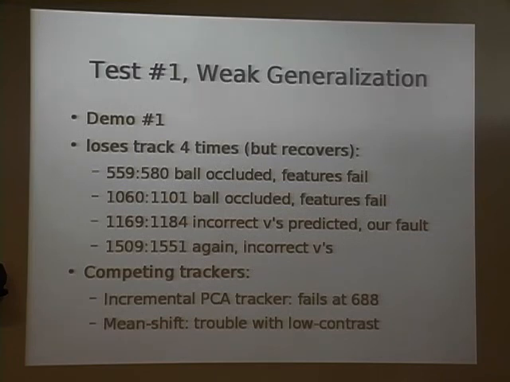We compared it with 2 other trackers. One is the previous work I did on an incremental learning PCA tracker, and it can track the sequence up to frame 688, after which it fails and can't recover. And then we also applied the mean shift algorithm, and it basically has no traction here because it relies on color, and with this low contrast ball it can't do anything.